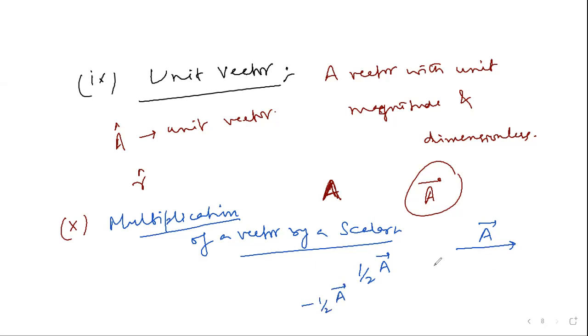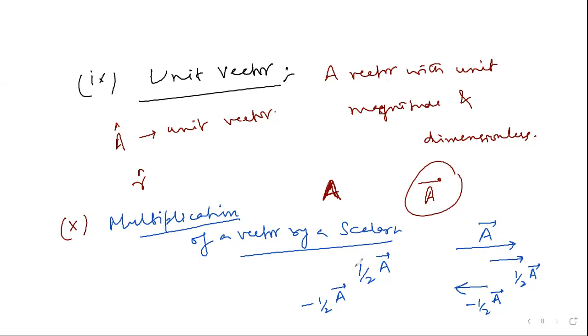The rule is, half A is a vector with half the magnitude of A but the same direction as A. And minus half A is a vector oppositely directed to A but with half the magnitude of A. Right? So the rule is, if you multiply a vector by a scalar, the resultant quantity is a vector in the same direction if that scalar is positive, and the magnitude of that vector is scaled by the scalar. That means the magnitude gets multiplied by that scalar. And if you are multiplying a vector by a negative scalar, the resultant quantity is a vector in the opposite direction, but the magnitude of the resultant vector is scaled by the magnitude of that scalar, right?